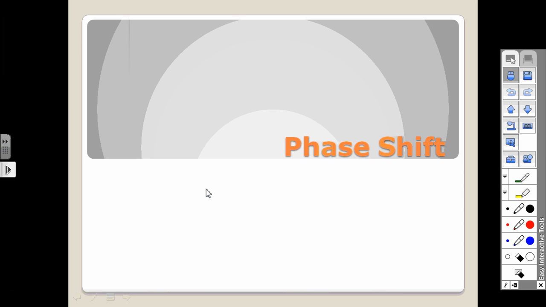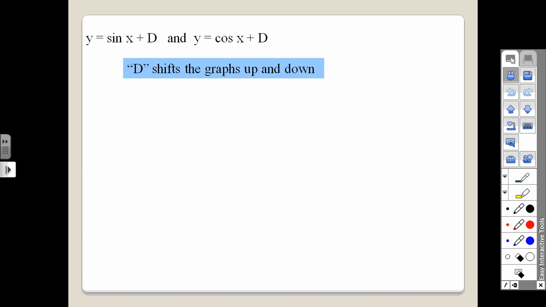All right, so now we have to deal with phase shift. We have to figure out what that means with relation to our graphs of sine and cosine. There are two different types of phase shift that we're going to be doing. One is a vertical phase shift and the other is a horizontal phase shift.